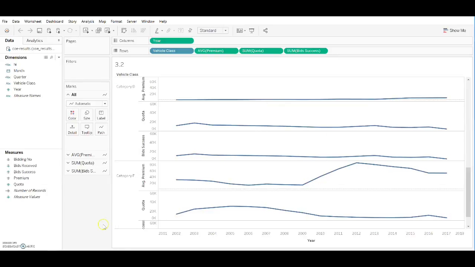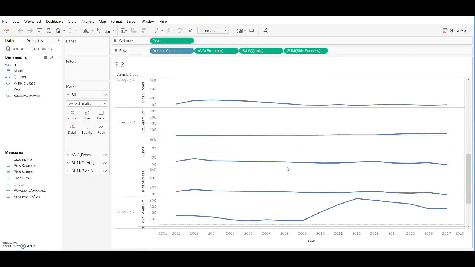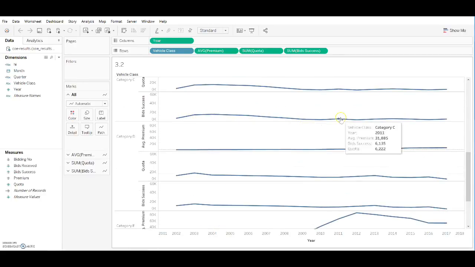For 3.2.3, which category has the highest or lowest number of transactions? And to analyze the data and suggest reasons on why certain categories have higher or lower number of transactions. To find out, we added the sum of bid success to rows to compare it. And we can see that category A here has the highest number of bid success, while C has the lowest number of bid success over here. You can see it has the lowest number of bid success.